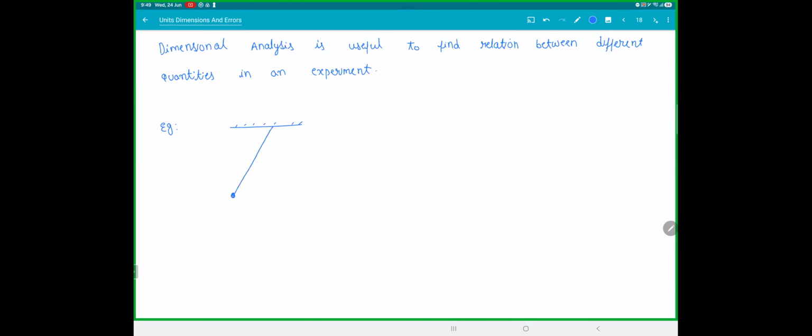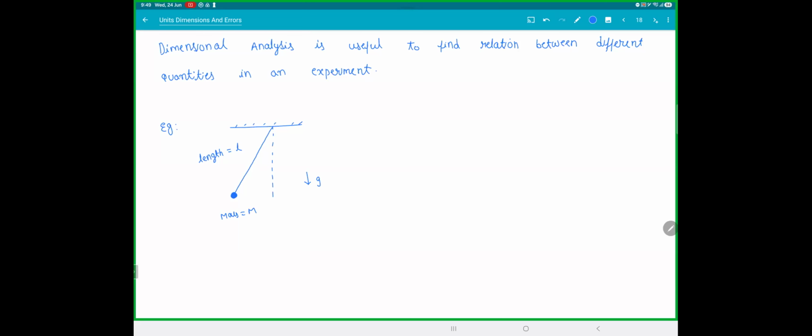So you take a pendulum, the length of the string is L, the mass of the bob is M, and then we have our gravity G. When you release it, it will start oscillating front and back. So it will take a certain time to complete one oscillation. Now, you're doing this experiment.